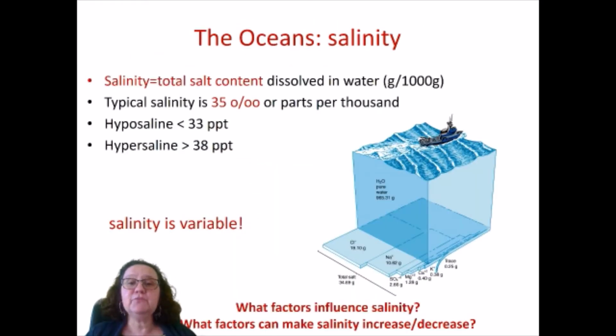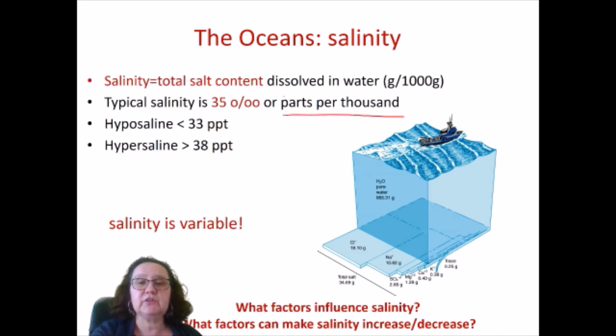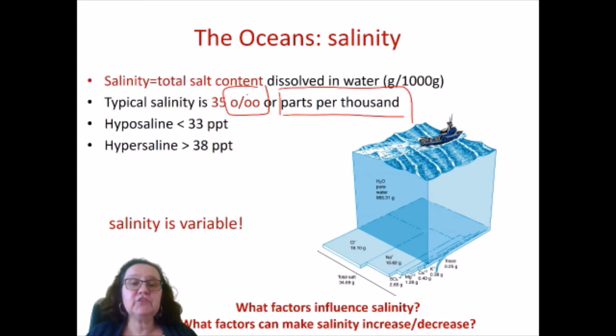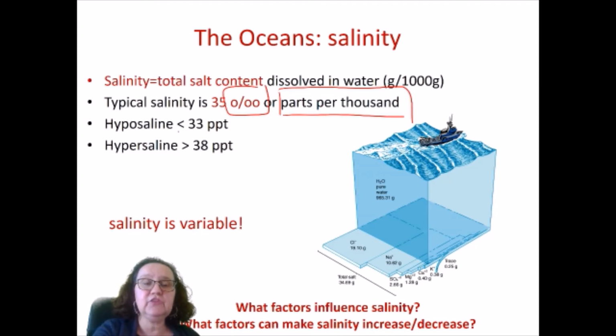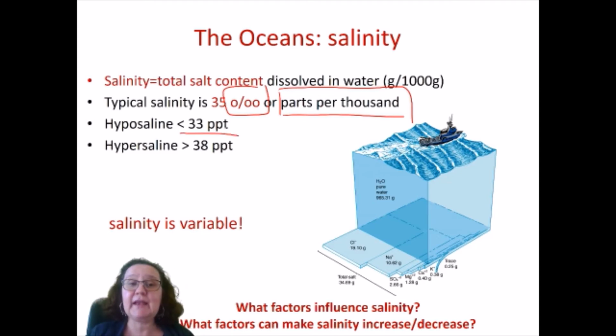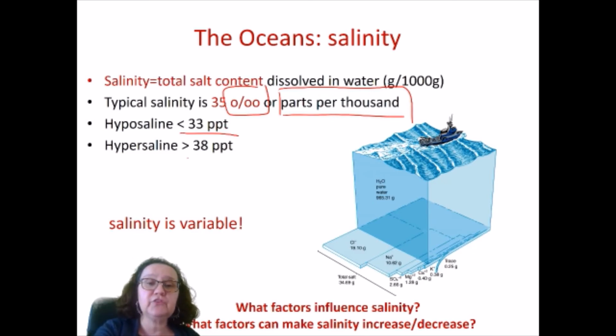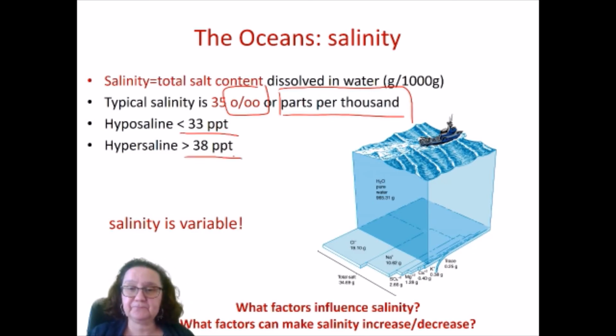Typically, salinity is measured in something called parts per thousand, and it has this symbol. Typical salinity or average salinity for Earth is 35 parts per thousand. But salinity is variable. Some oceans, some seas will be more salty than others. So we consider a water body to be hyposaline when the salinity is less than 33 parts per thousand, and hypersaline when it's more than 38 parts per thousand.